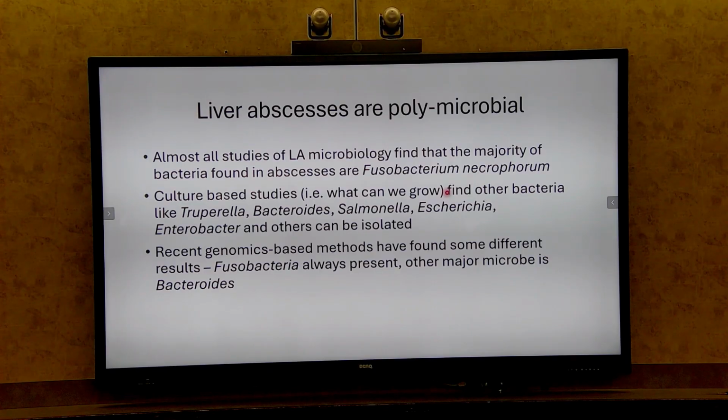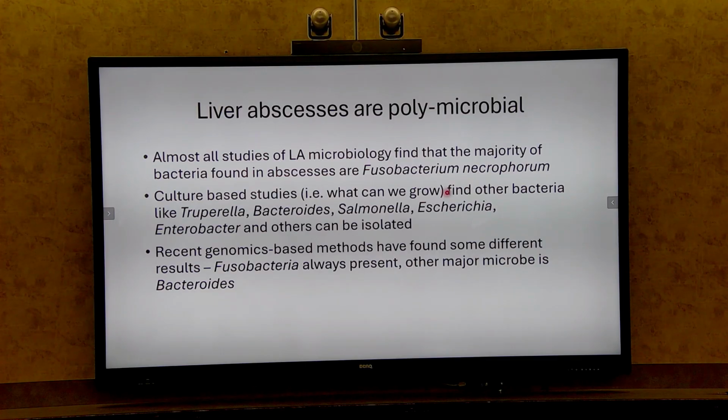Another thing that I think more recently has become appreciated is that liver abscesses are polymicrobial. There's been a lot of work done on abscesses and understanding liver abscess microbiology over the last 30 plus years or so.